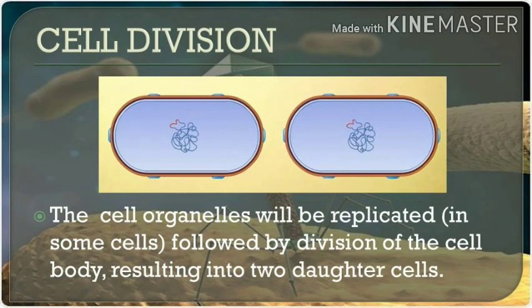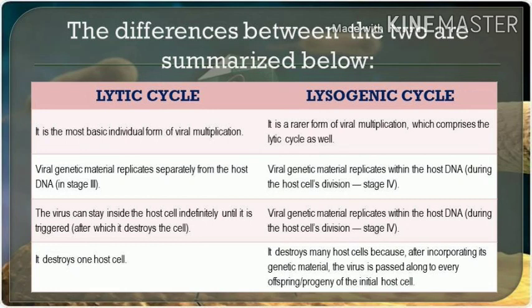The cell organelles will be replicated in some cells, followed by division of the cell body, resulting in two daughter cells, each having the viral genetic information incorporated into their genetic material. The cells divide normally until the virus is triggered. These daughter cells carrying the viral genetic material are known as lysogenic cells. I have here a table chart showing the difference between a lytic cycle and a lysogenic cycle.